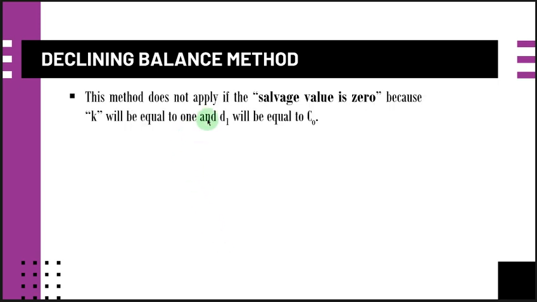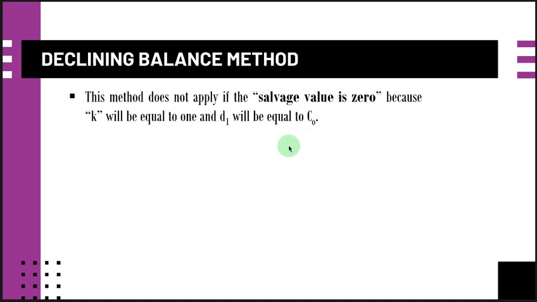And this method does not apply if the salvage value is 0, because k will be equal to 1, and our annual depreciation d sub 1 will be equal to C sub 0, which is the original cost of the machine or equipment.